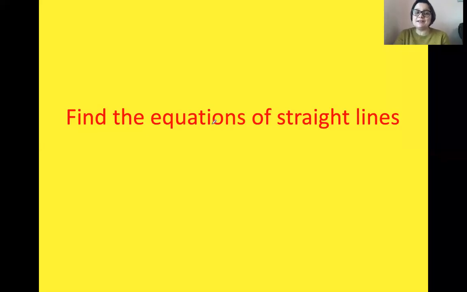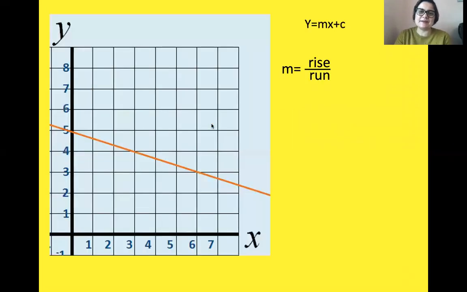Hello. Today we are going to find the equations of some other straight lines. So again, to find the equation of the straight line, this is the general formula that we need to use. We always begin with this formula, y equals mx plus c, where m is the gradient and c is the y-intercept. Now, we need to calculate the gradient first.